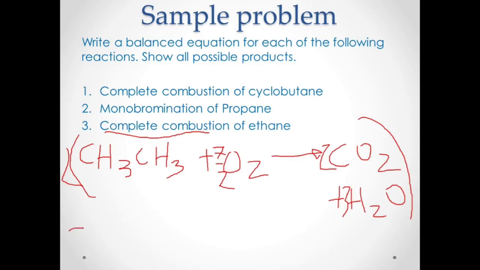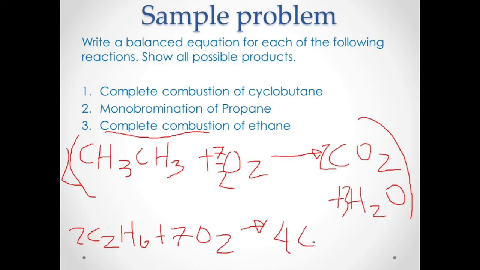you have 2, we'll just give the molecular formula, 2C2H6 plus, 7 over 2 times 2 becomes 7, so 7O2, gives 2 times 2, that becomes 4 CO2, plus 2 times 3, that becomes 6 H2O. So this would now be your final answer. And of course, don't forget plus heat. A triangle is a symbol for heat.